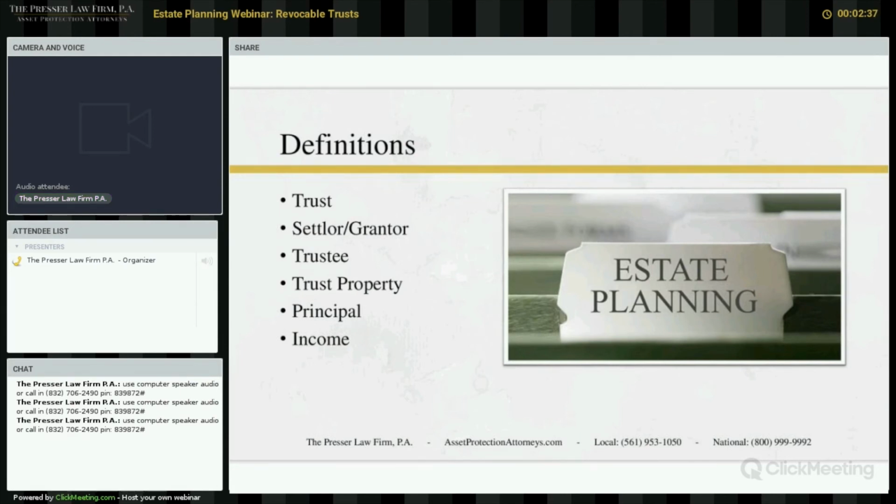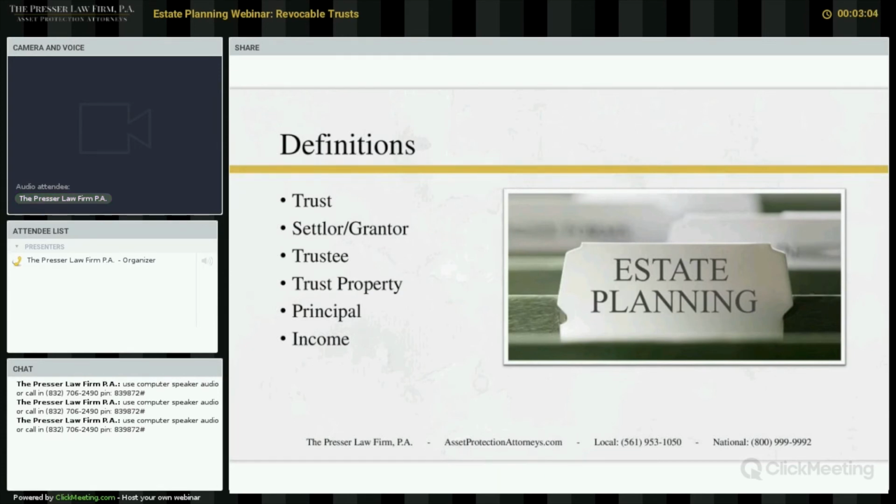The assets of the trust really could be anything. A trust can be set up for any legal purpose, and it can really hold any type of asset. It can be real estate, an interest in a company, money, or tangible personal property like furniture, furnishings, paintings, etc. There's really no limitation as to what property can go into a trust.